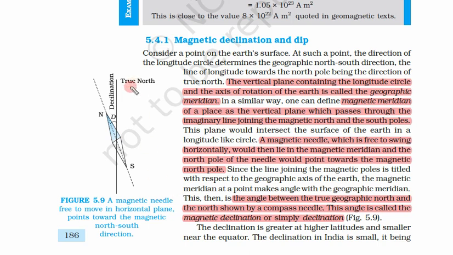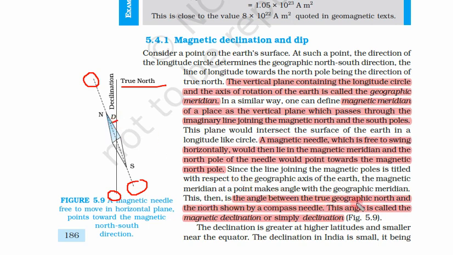So we have discussed, this is true north, north shown by the magnet, south shown by the magnet, and true south. So that we have discussed, and there is some angle between them.